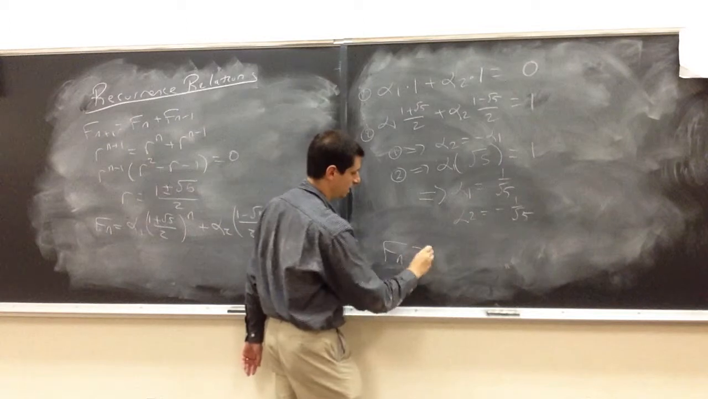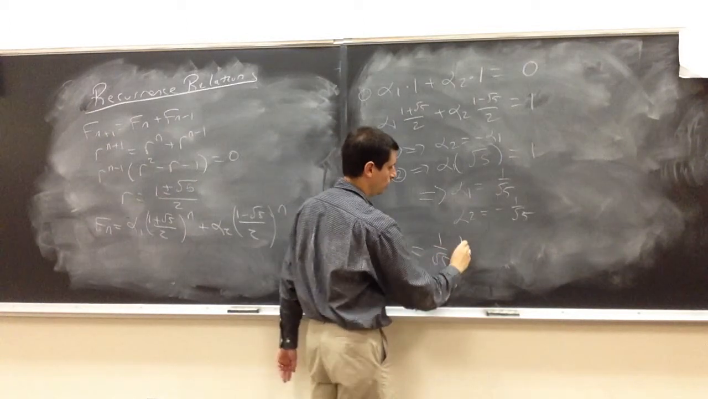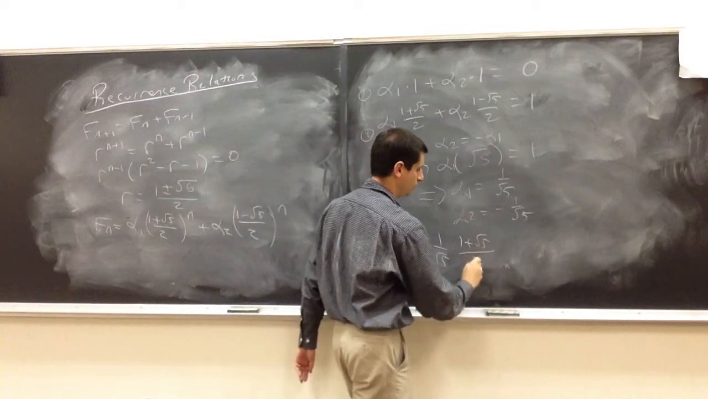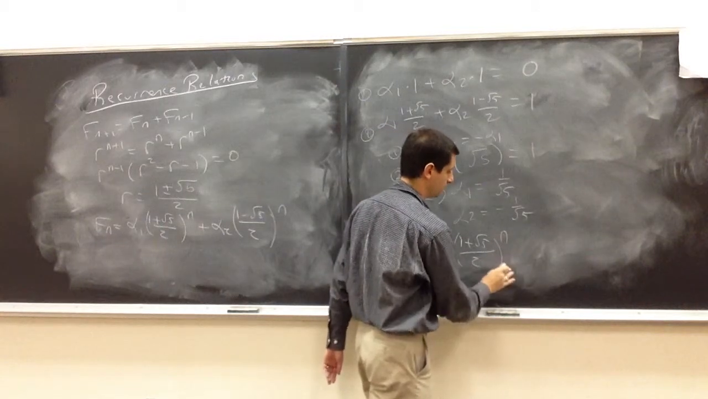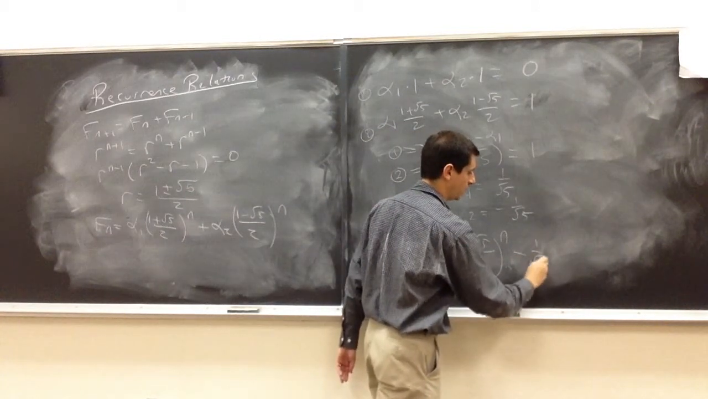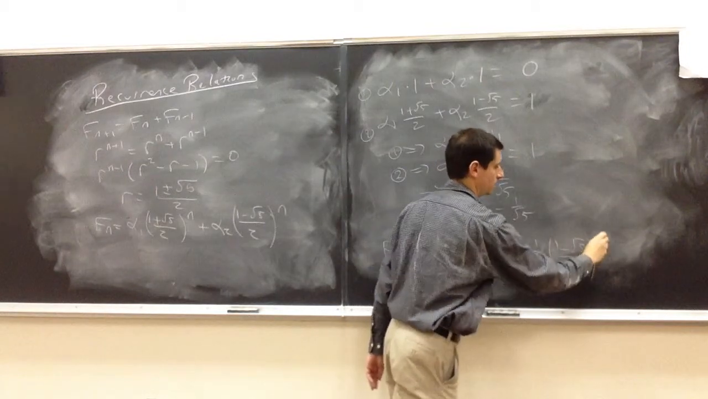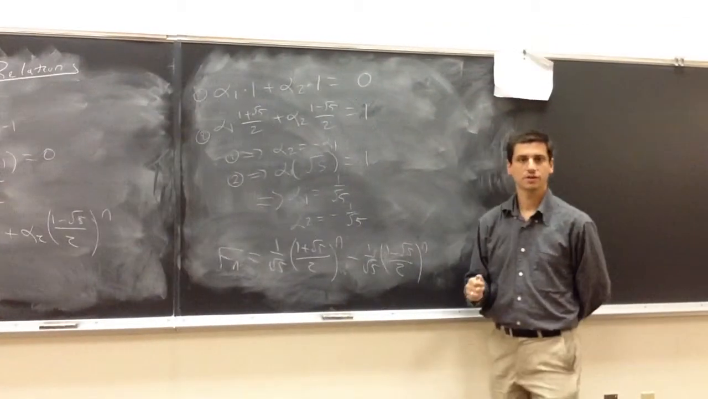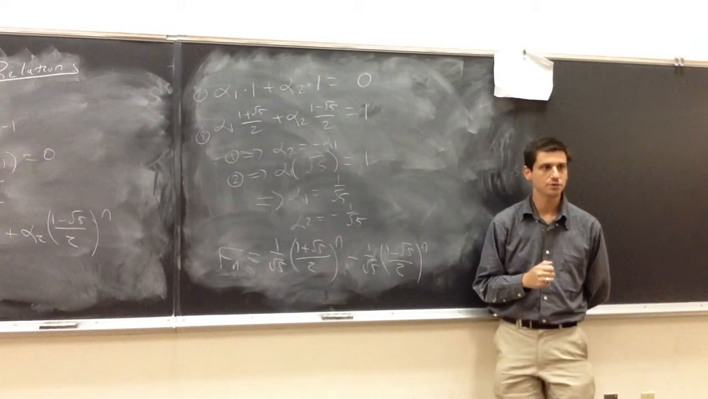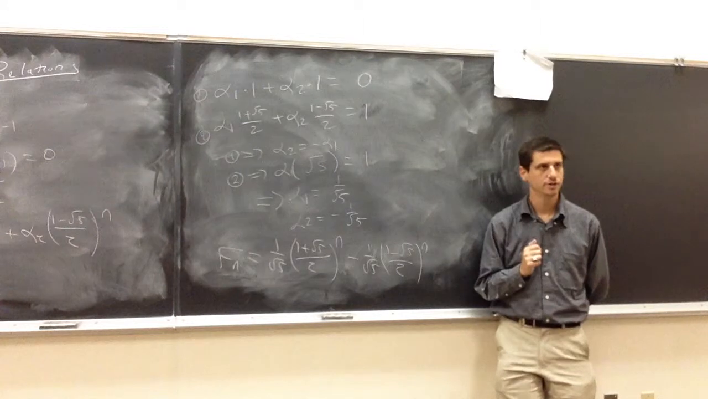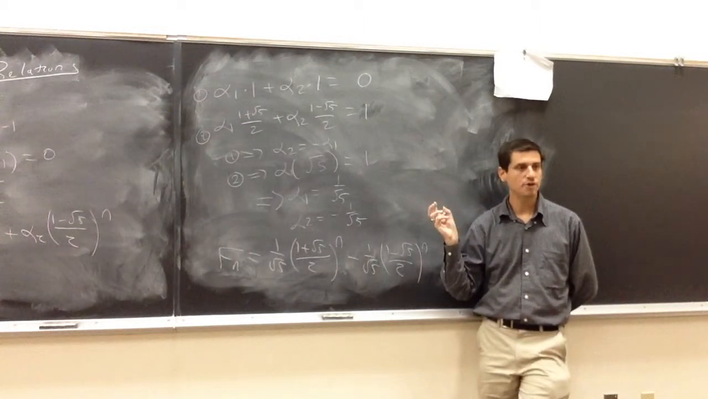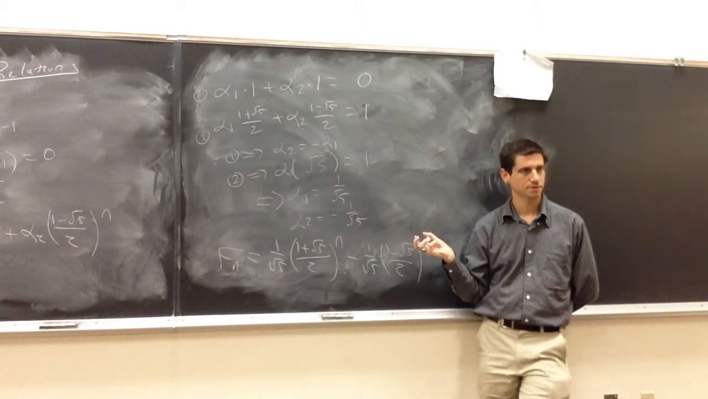Fn is 1 over root 5, (1 plus root 5 over 2) to the n, minus 1 over root 5, (1 minus root 5 over 2) to the n. Okay? And there's Binet's formula. This is absolutely wonderful. We've got a little bit of time right now. Let's think and glean from this.